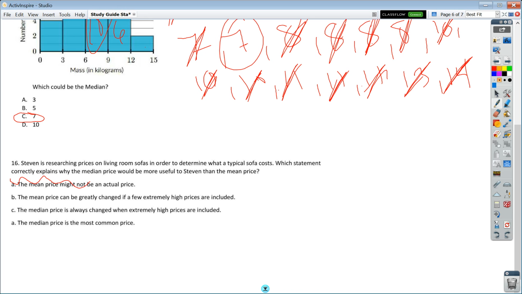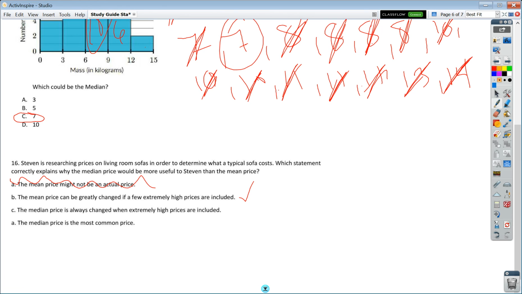The mean price would not be an actual price. That's not really true because it could be an actual price. That's how some businesses set their prices. The mean price can be greatly changed as a few extremely high prices are included. That's definitely true. Because remember, to find the mean, we add all the numbers up. So if I have 2 couches that are like some sort of wacky, fancy couch, like the Jordans or the LeBrons of couches, some Gucci couches, then those couches could be like, oh, I'll get this really nice couch with diamond studs and it only costs $500,000.